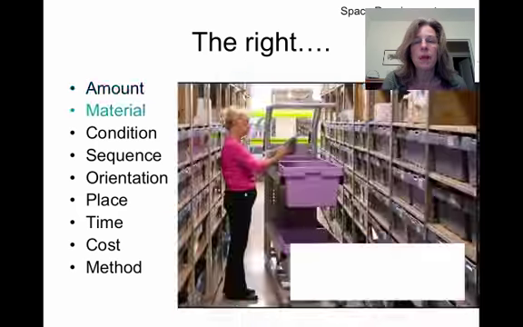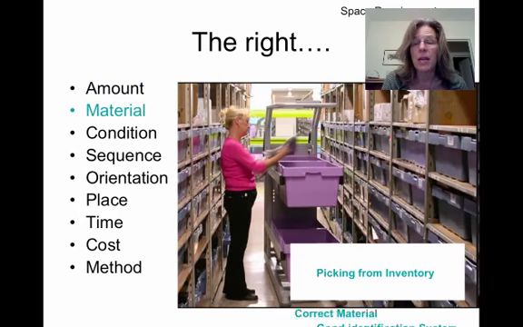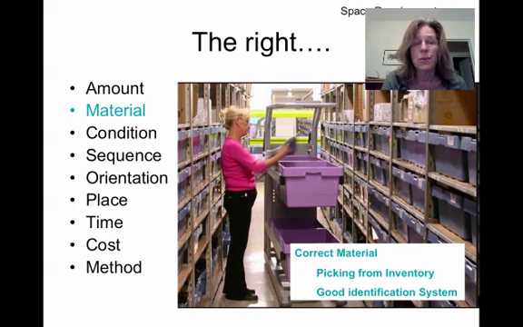handling system. The next thing is that the right kind of material that you're going to be delivered. It needs to be picked from inventory correctly, and so you need to have a good identification system, making sure that you're really getting exactly what is needed to the right place.